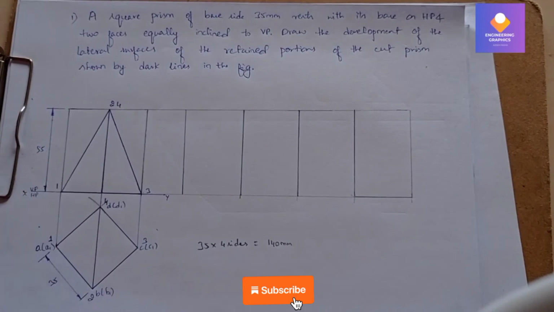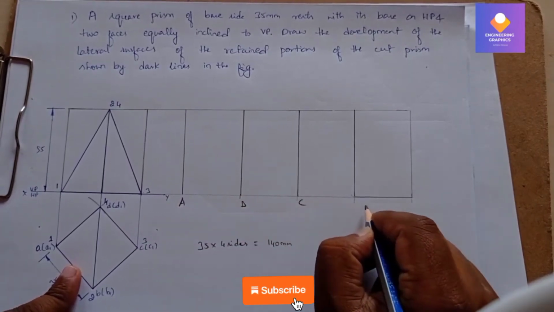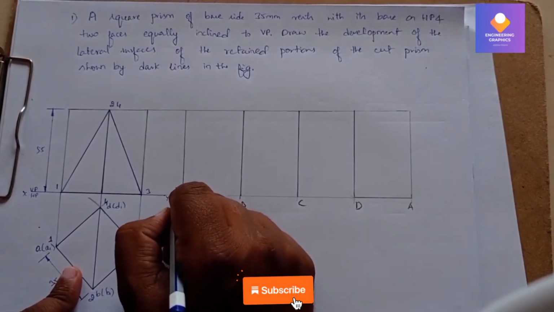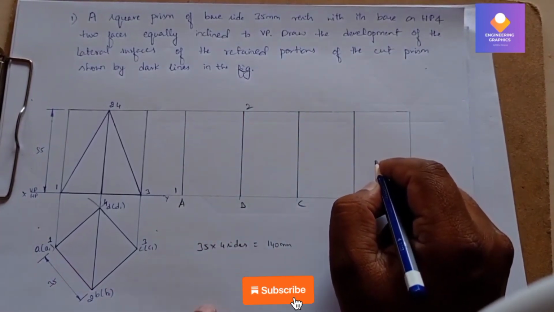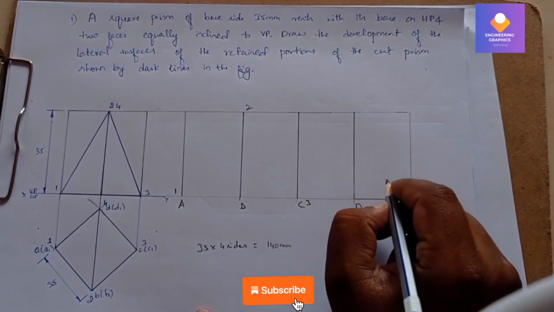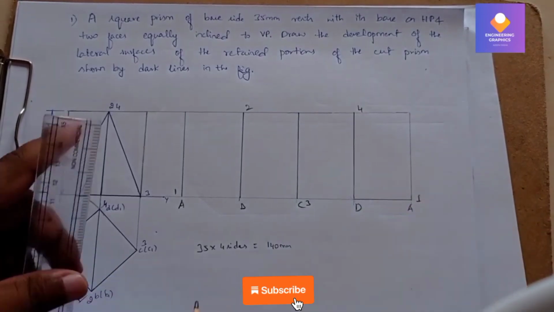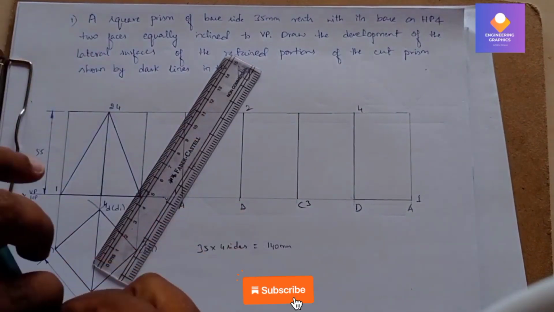Now we have to mention the namings here. So capital A, capital B, capital C, capital D, and capital A. At A it is exactly cutting here at 1, and at B it is 2 here, and at C it is 3, cutting exactly here at the C point, and again at D it is 4, cutting at D here. So now we will join all these points 1, 2, 3, 4 with a straight line here.